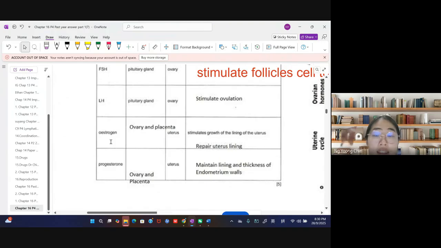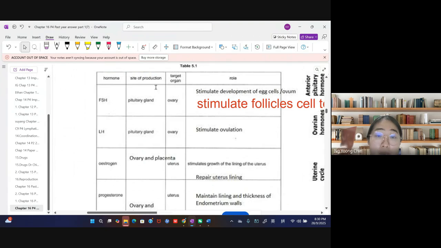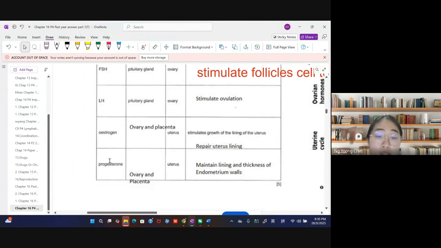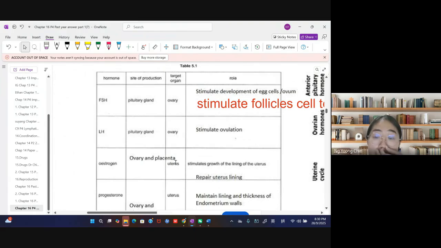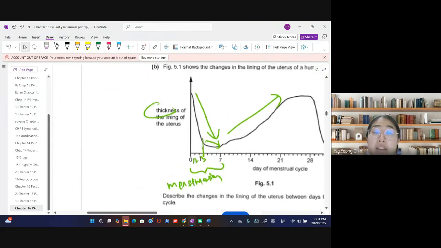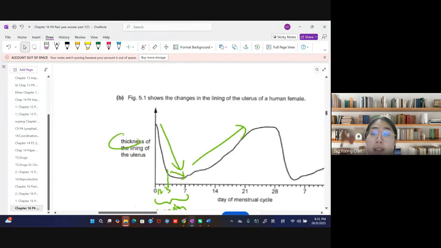Then how about estrogen? Estrogen helps to promote and repair the uterus lining, or you can say it stimulates growth of the lining of the uterus. It's similar, okay? Then progesterone helps to maintain the thickness of the endometrial lining. And then you should know their site of production and target organs. Estrogen and progesterone are both produced from the ovary itself and also the placenta, and they target the uterus because they want to maintain the uterus lining, making it very thick for the implantation later.